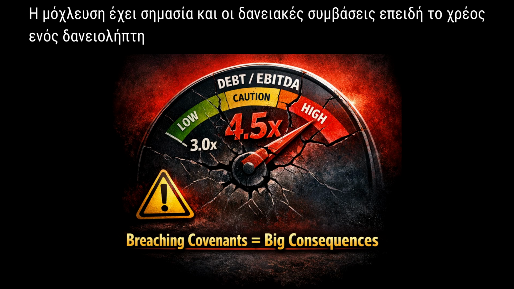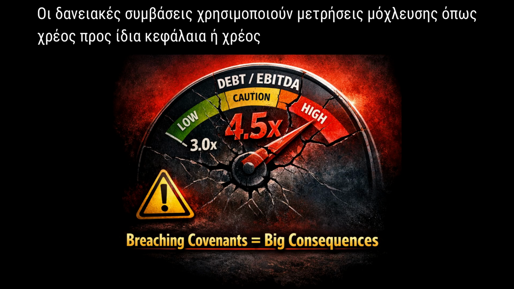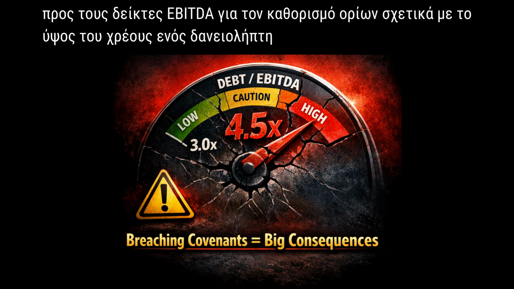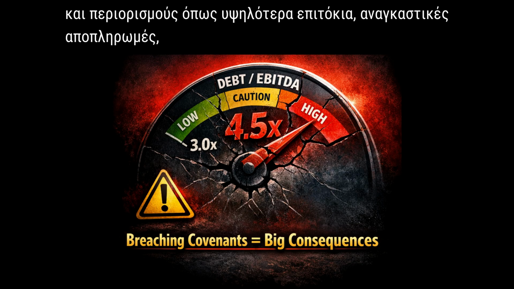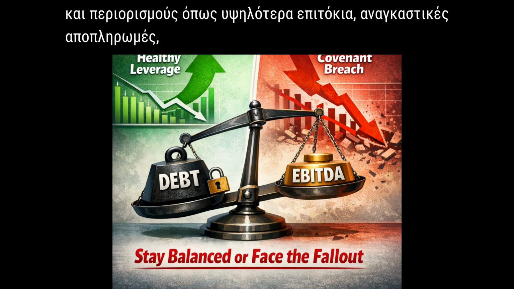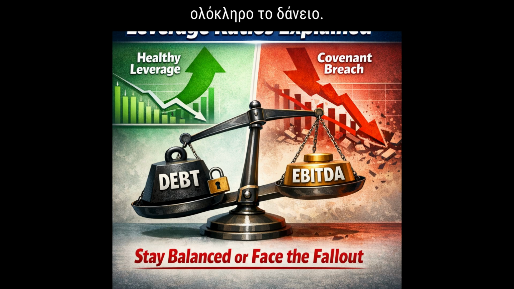Leverage matters in loan covenants because a borrower's debt level is a primary indicator of financial risk. Loan covenants use leverage metrics like debt-to-equity or debt-to-EBITDA ratios to set boundaries on how much debt a borrower can take on. If these boundaries are crossed, it triggers legal obligations and restrictions, such as higher interest rates, forced repayments, blocked access to further credit, and even acceleration of the entire loan.